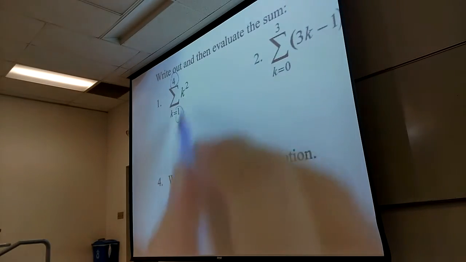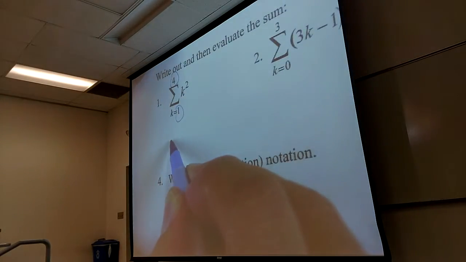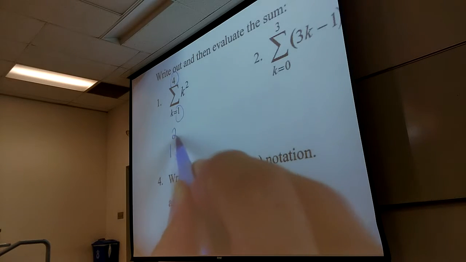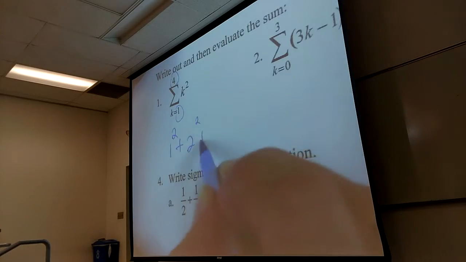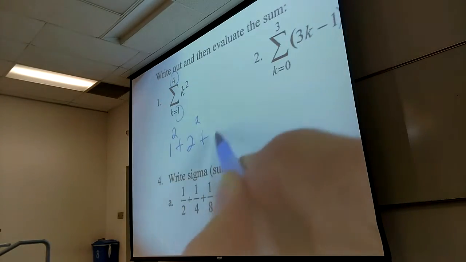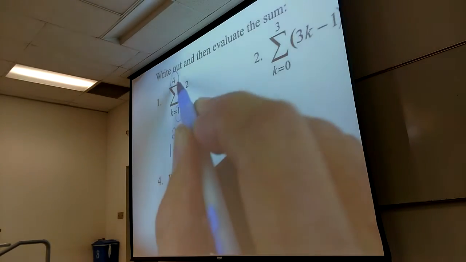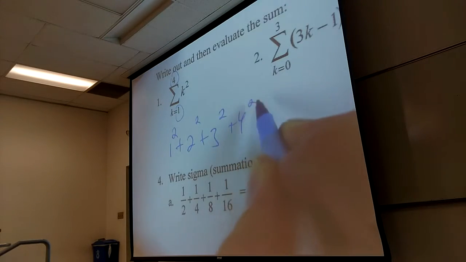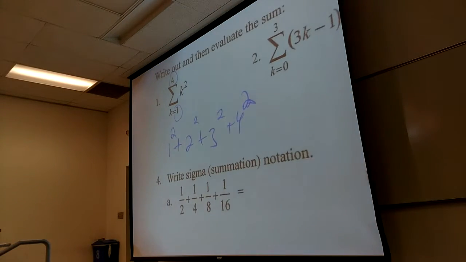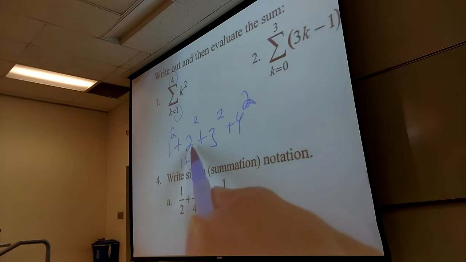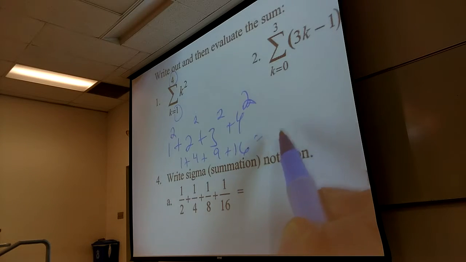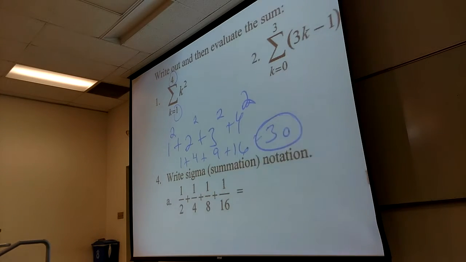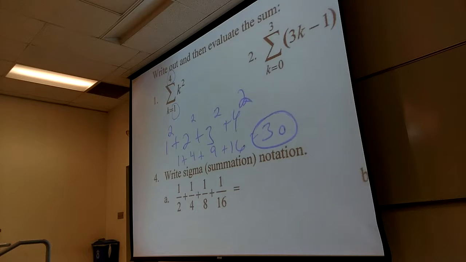If K is 1, what do I get? 1 squared, plus, now you let K be 2, 2 squared, plus, let K be 3, 3 squared, now let K be 4, 4 squared, and then you do it. 1 plus 4 plus 9 plus 16, which is 30. I like it.